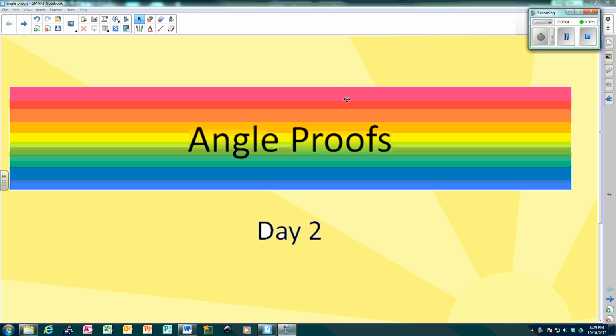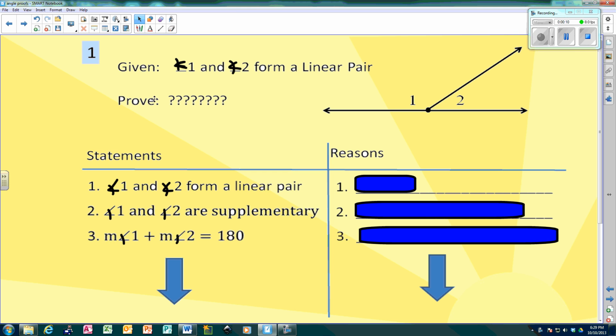Today we're going to be looking at angle proofs instead of segment proofs or algebraic proofs. To start with, given that angle 1 and angle 2 form a linear pair. We know this because there's a line and then there's a ray. We're not really proving anything, we're just going to get into the idea of setting up a proof. For the first thing we state, angle 1 and angle 2 form a linear pair because it's given.